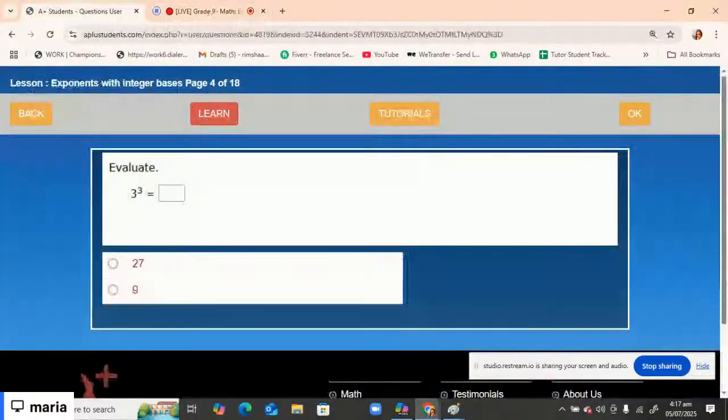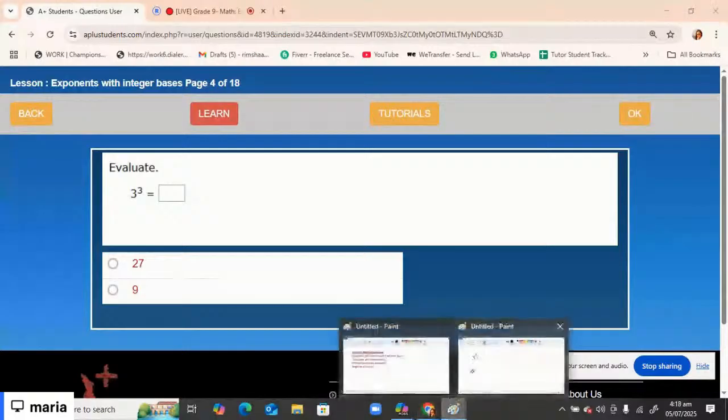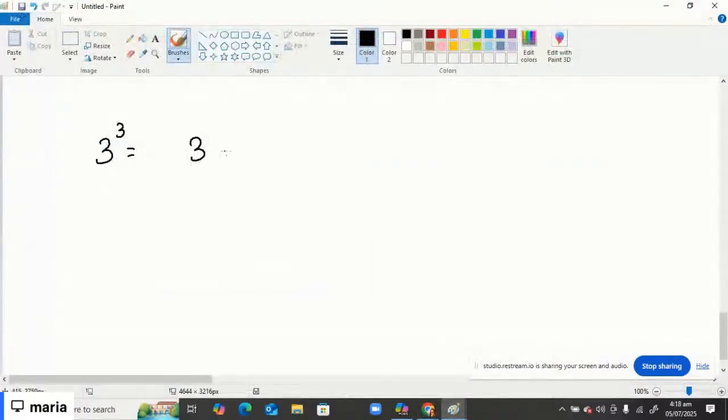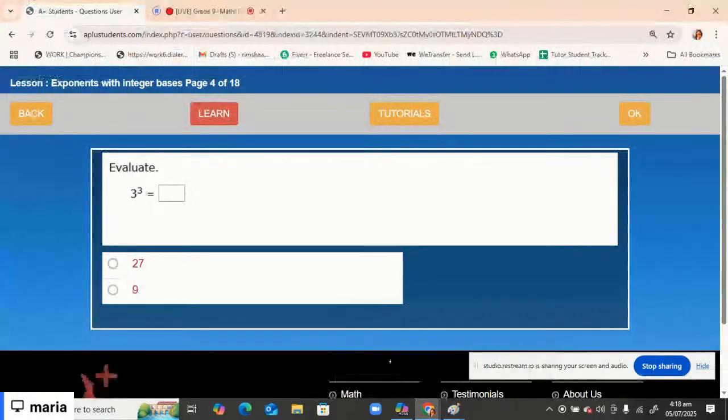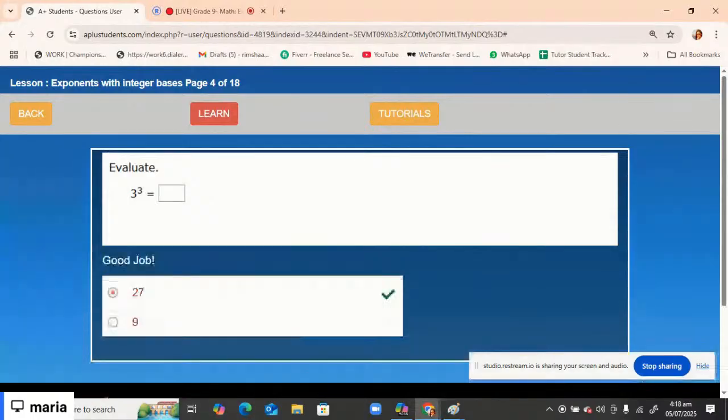Everyone tell me this. 3 power 3. It means that you are going to multiply 3 with 3 times. 3 times 3 is 9. Okay, so here is the answer: 27. Let's see. This is the right answer.